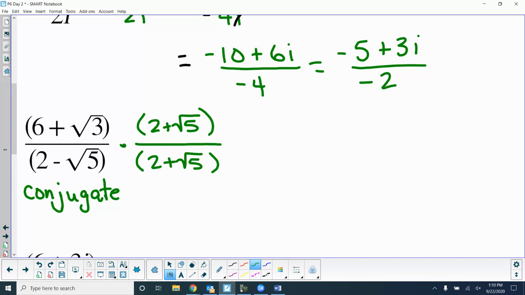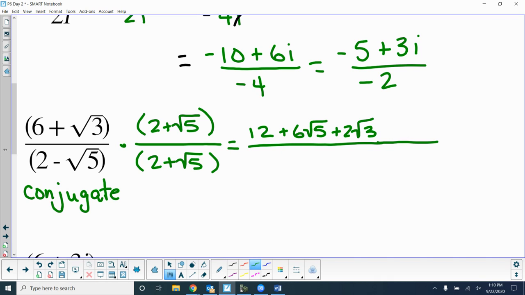So we just FOIL top and bottom. So first, the 6 times 2, we'll get our 12. Outside, the 6 times the square root of 5, so we just write 6 times the square root of 5. Inside is the square root of 3 times 2, so we usually put the 2 in front of the square root of 3 when we write it. And then square root of 3 times square root of 5 is the square root of 15. So that's my numerator, just FOILing it out.